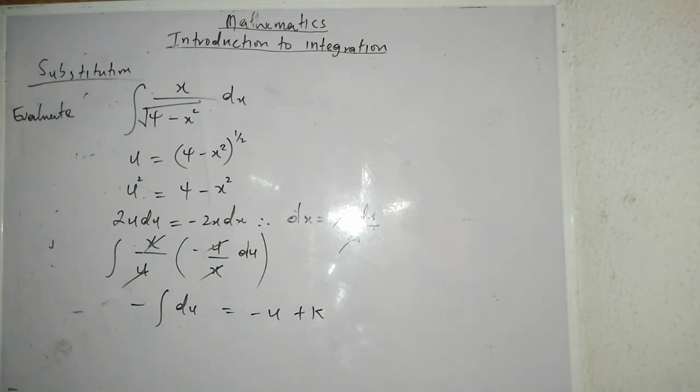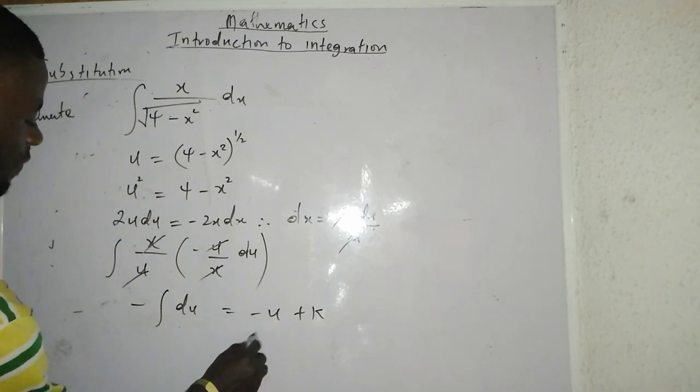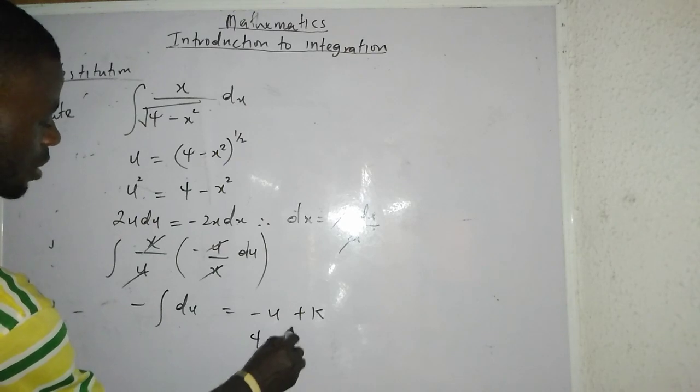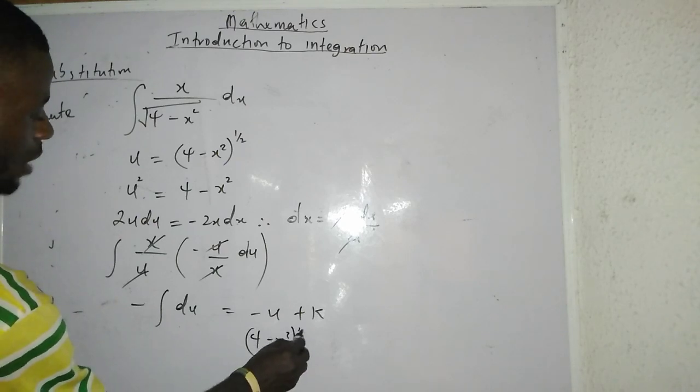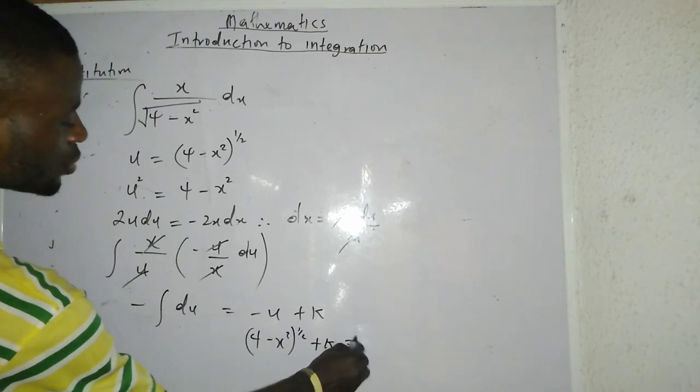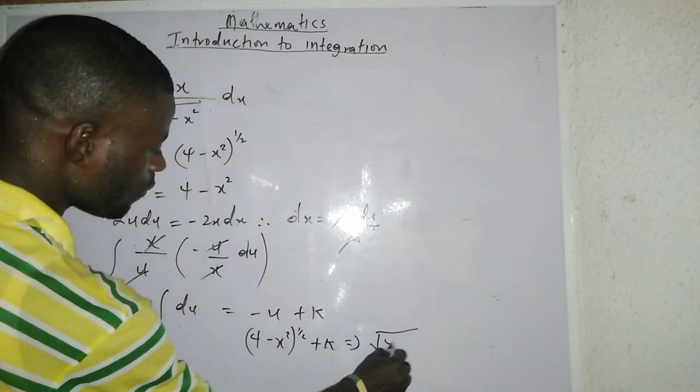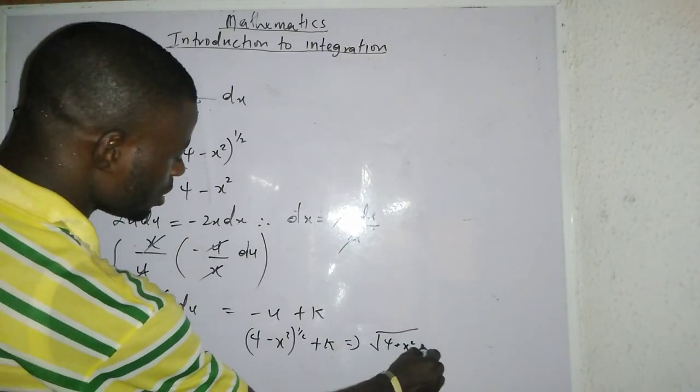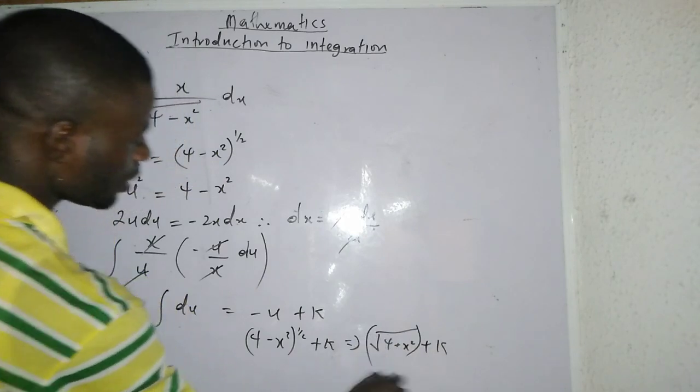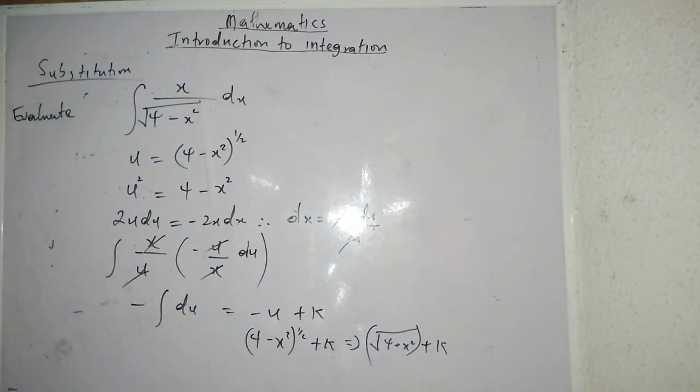What is my u? My u is equal to this. It means I have minus 4 minus x squared, bracket to the power 1 over 2, plus k, which is the same thing as minus root of 4 minus x squared, plus k. That is my final answer. You can do more on this by substitution.